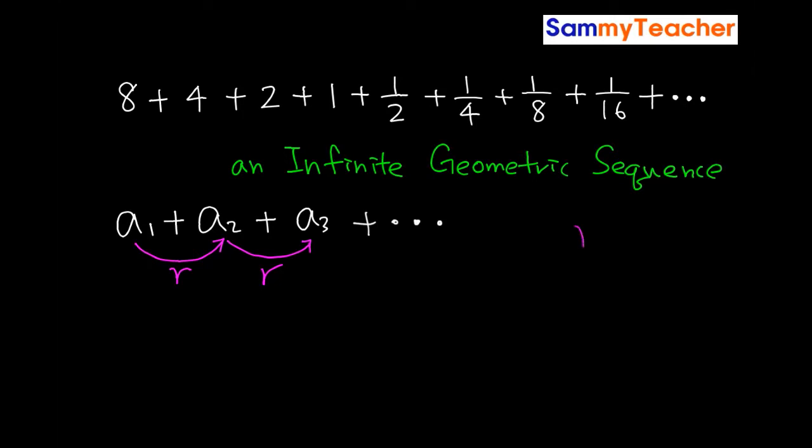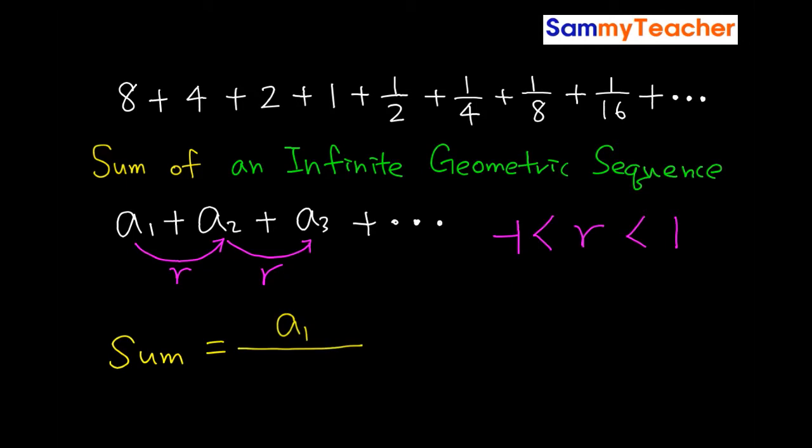Now, when the number you multiply each time is greater than -1 but smaller than +1, you can actually find a definite sum of the infinite geometric sequence, and there's even a formula for that. That formula is: sum equals the first term of the sequence divided by 1 minus the value of r, which is the number you multiply each time to find the following term.